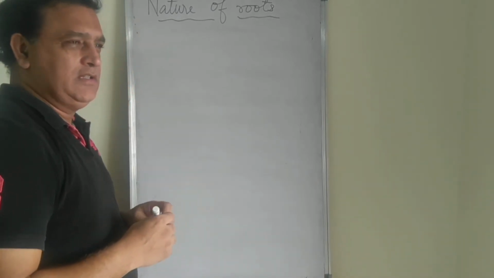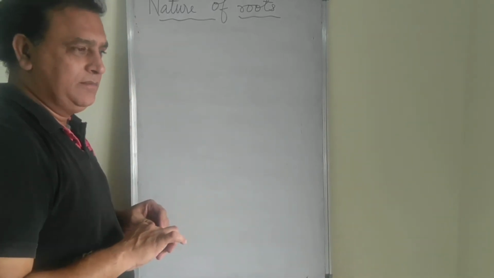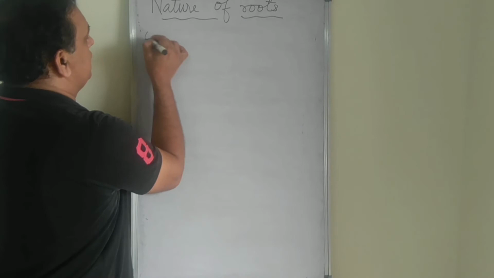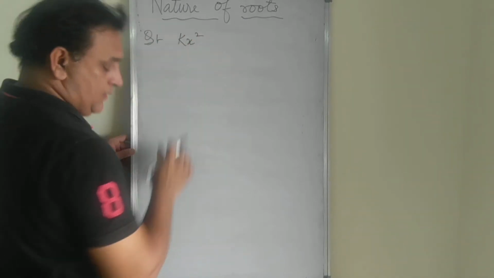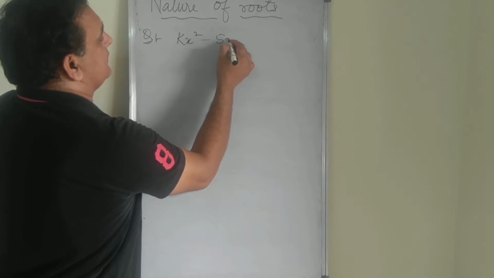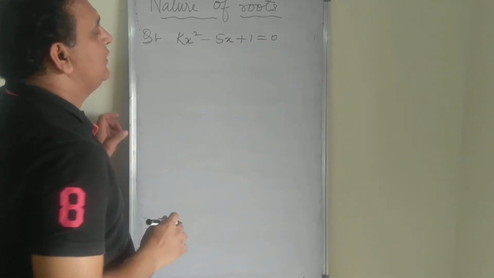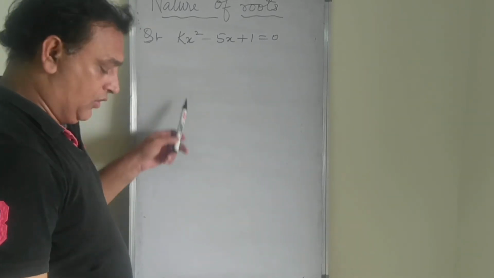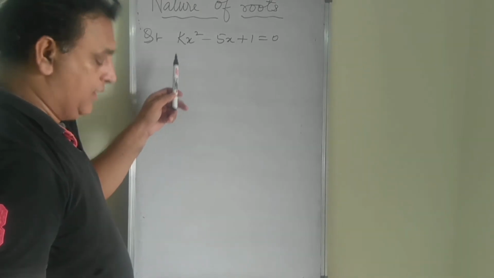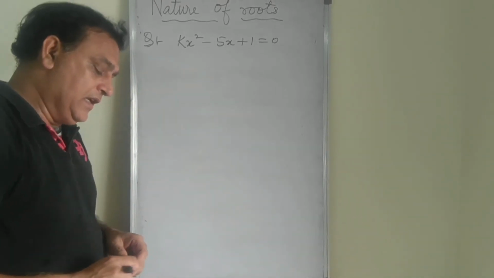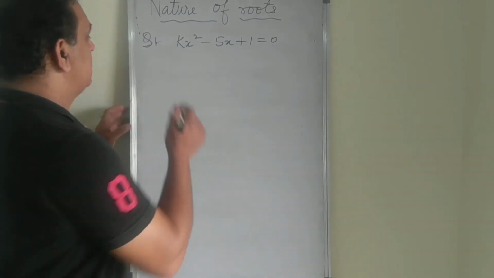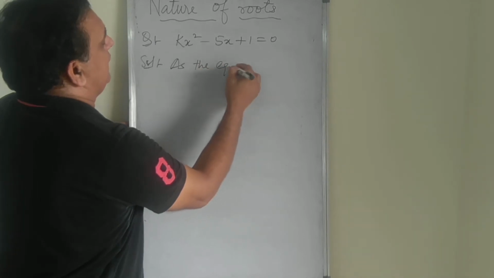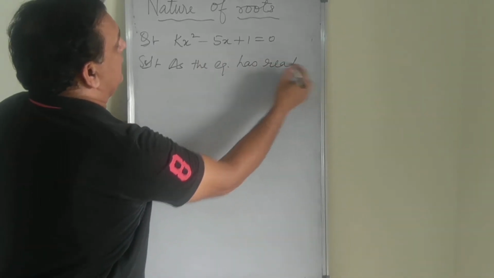this is an important question because it generally comes in board exams, in CBSE, ICSE, everywhere. So the question given is kx square minus 5x plus 1 equal to 0. So this is given to us, and the condition is that we don't have to solve it, and we have to find the value of k for which the given equation has real roots. Real roots means we can write that the equation has real roots.